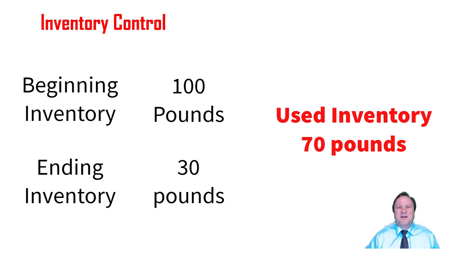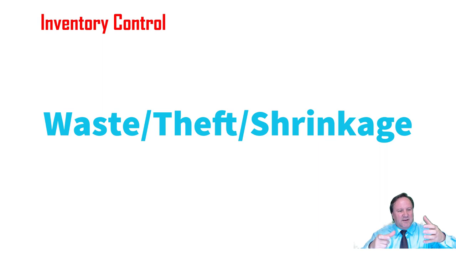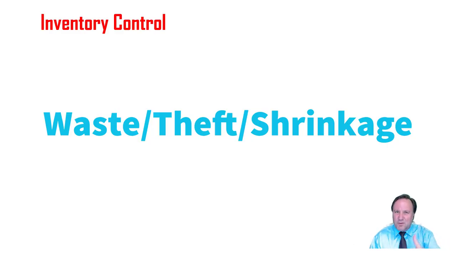Why do I make that difference? The reason is that sometimes what you use is not necessarily what you sell. There is waste, theft, and shrinkage. 70 pounds of meat doesn't mean 70 pounds of output in terms of what the guests can buy. Sometimes waste happens. The meat is perished. Maybe 10% of it has gone to the trash can. You can account for it. Or sometimes stealing can happen. People can steal. I mean, we are humans. It happens in many places.